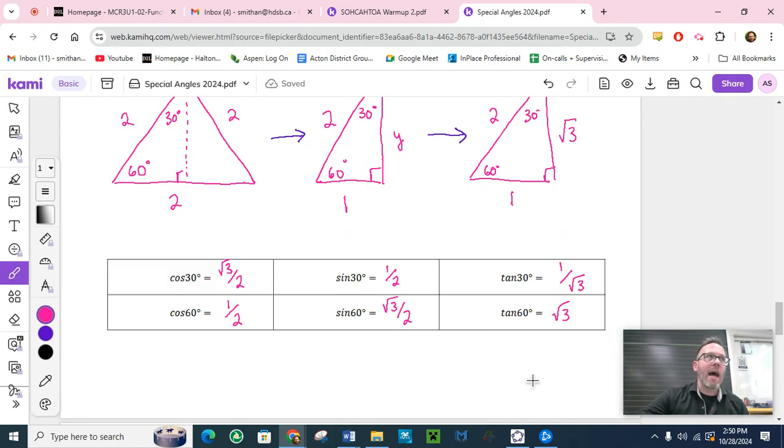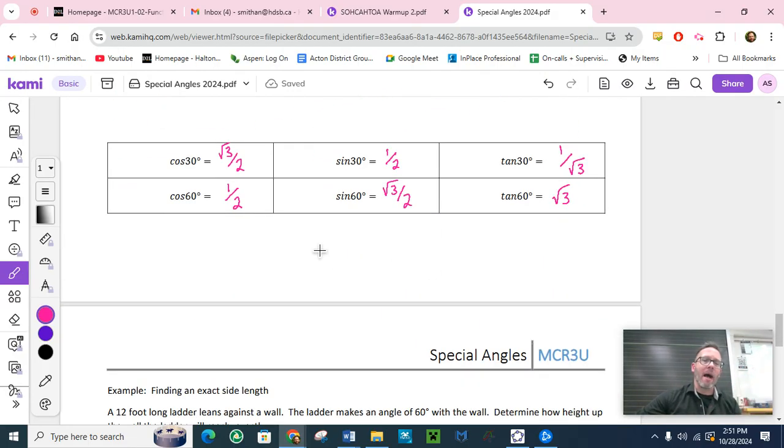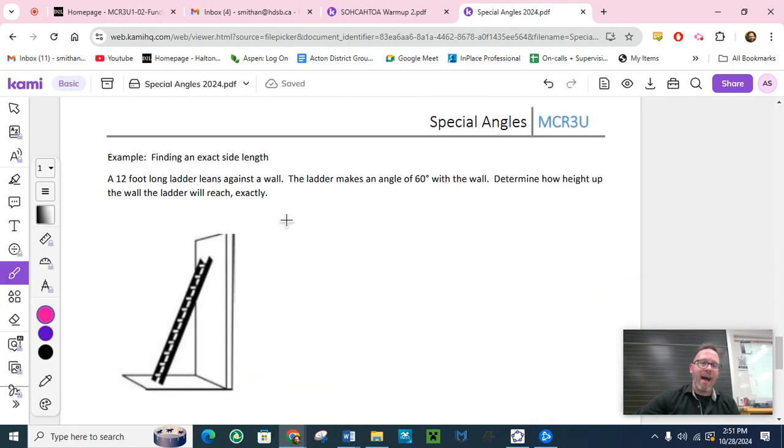As part of the task I have for you guys, I have you put these on a nice little summary sheet that you'll have for later. But let me show you one quick application. We're going to find an exact side length here.